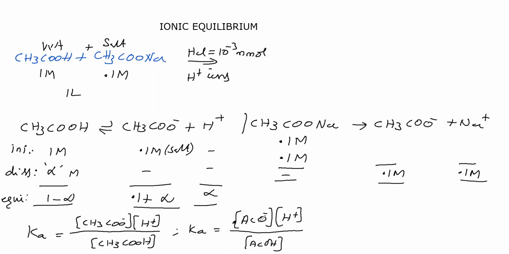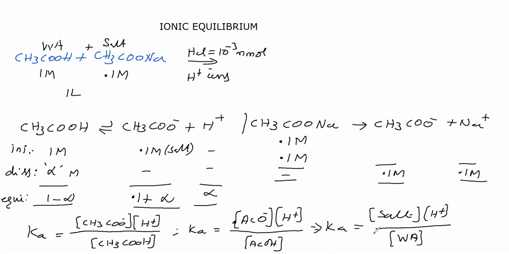Okay. Now we will write this Ka as the acetate ion concentration, which we will write as the concentration of salt. Then this H plus concentration we will write, divided by the acetic acid concentration, which we will write as the weak acid concentration, the initial concentration of weak acid.